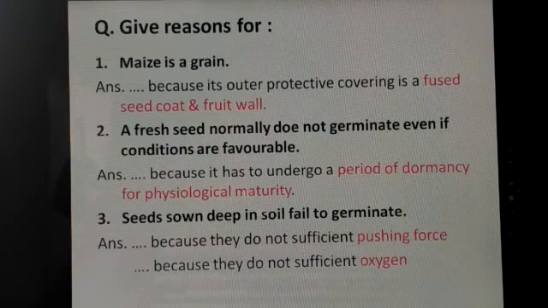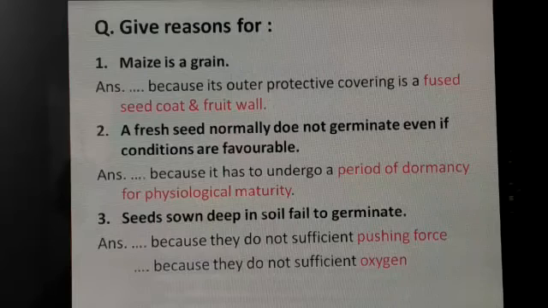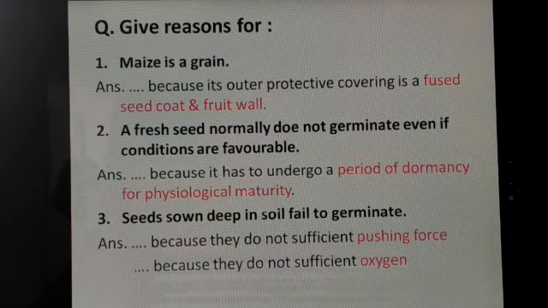The next is seeds sown deep in soil fail to germinate. This you have to understand again. When we sow a seed in soil, you can do it yourself in a pot, or if you have a garden, children, take two seeds. One seed you can put on the surface of soil, sprinkle a little bit of sand over it and put water, and another seed you take and insert deep into the soil. You will find that the seed which has been inserted deep fails to germinate.